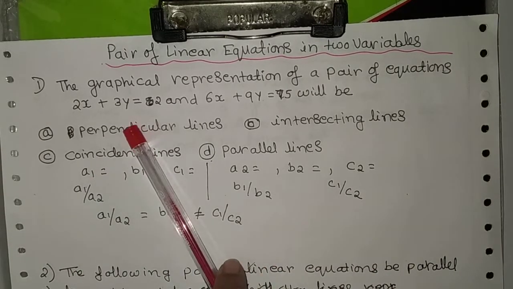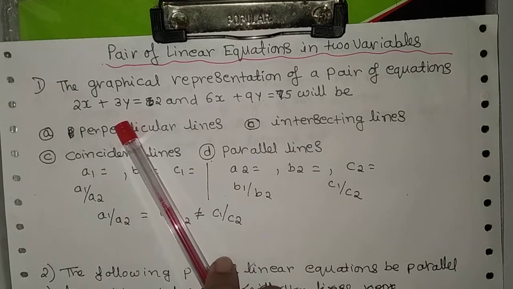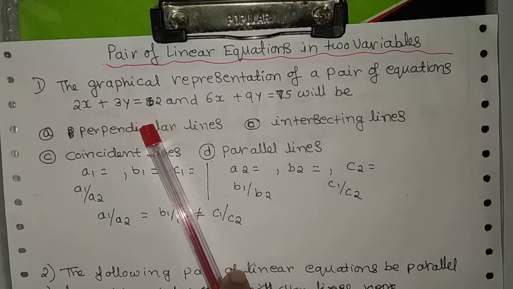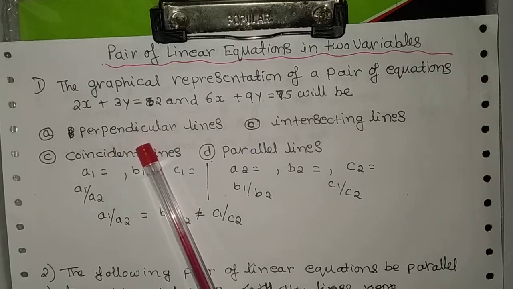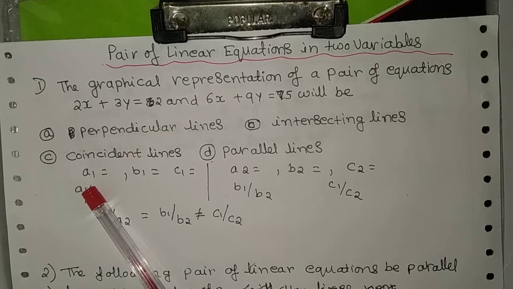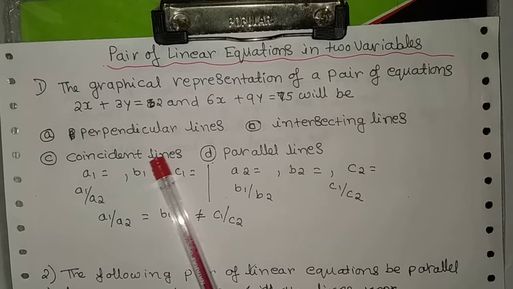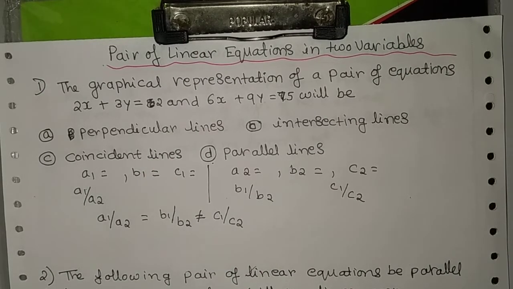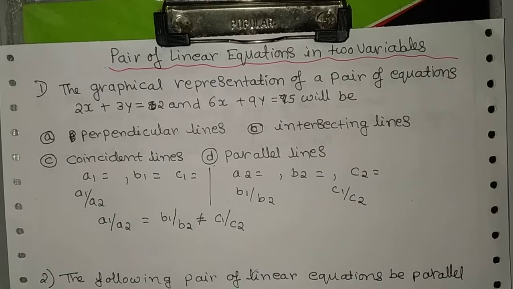Here the first question in this class is: the graphical representation of the pair of equations 2x plus 3y is equal to 2 and 6x plus 9y is equal to 5 will be, and four options are given: perpendicular lines, intersecting lines, coincident lines, parallel lines. Out of these options we have to select one answer. For this, first we have to find out a1, b1, c1.